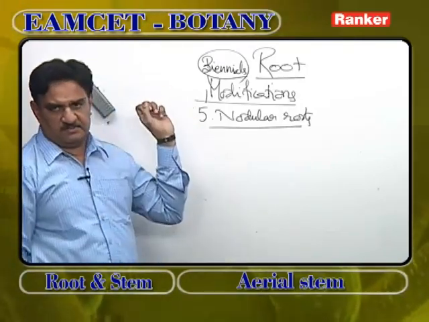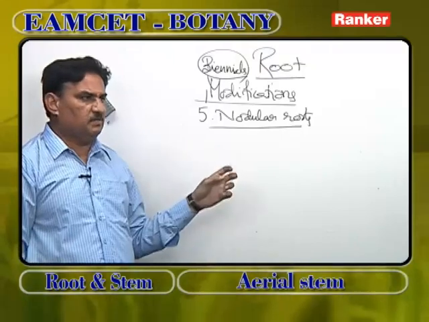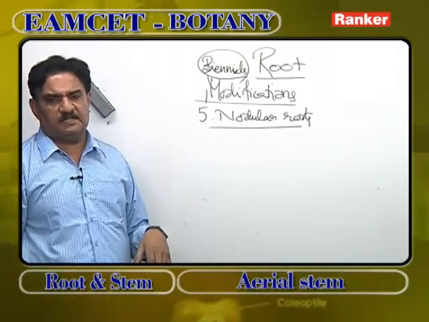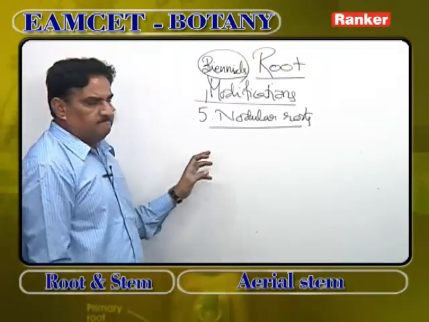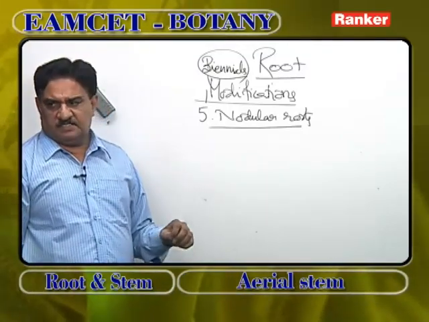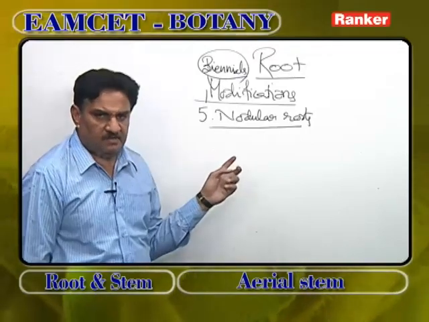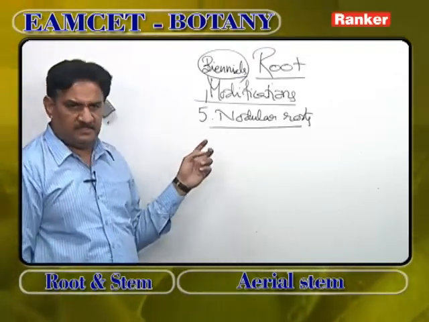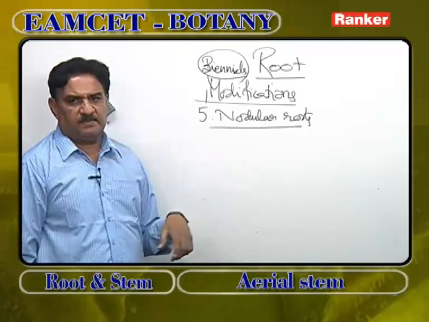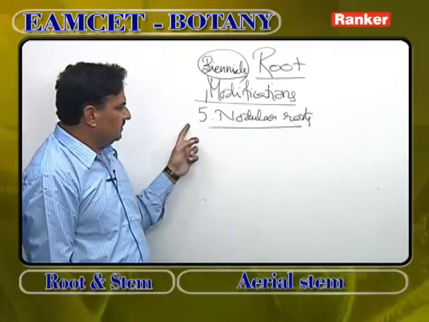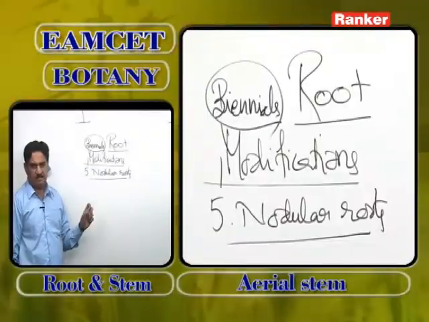Then respiratory roots. Why do some plants growing in waterlogged conditions develop special respiratory roots? Because they cannot get enough oxygen from the soil. Why? Because in the soil a lot of water will be there. Whenever water is there, oxygen percentage will be less, and this makes the plants not get enough oxygen by the normal root system. So they develop respiratory roots.